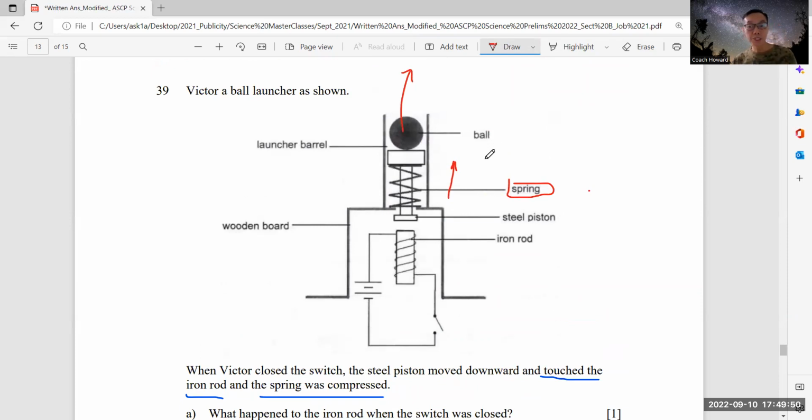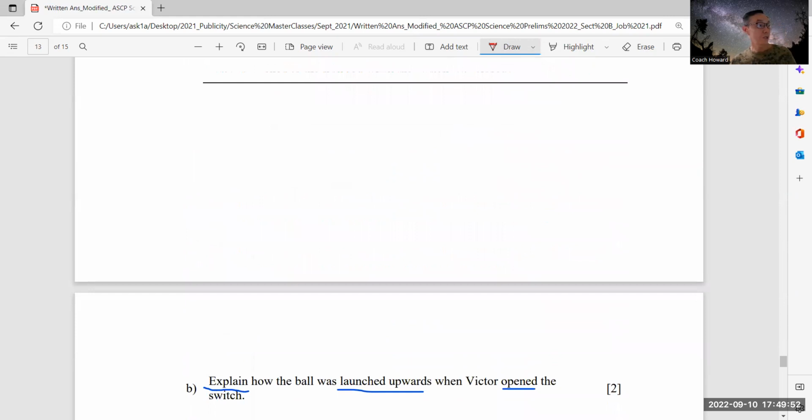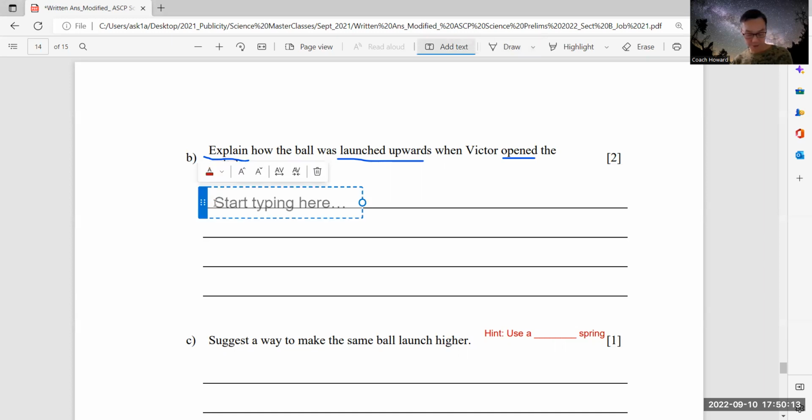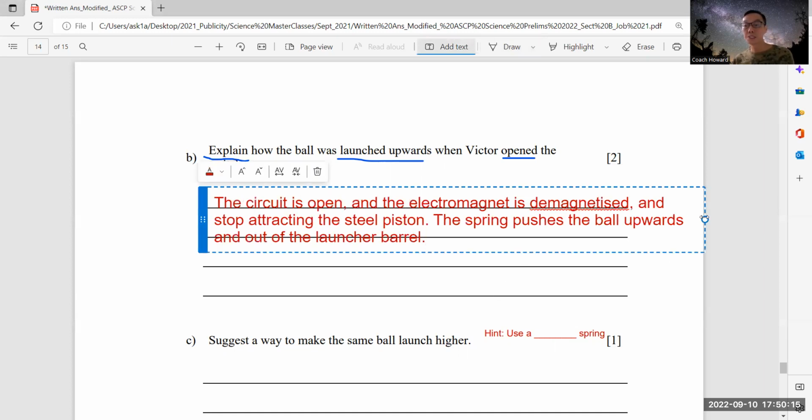So again, you annotate this way. They see the circuit is open. They ask you to explain how the ball was launched upward. So when the circuit is open, the electromagnet is demagnetized. So it stops attracting the steel piston. The spring pushes the ball upward and out of the launch barrel. So let me put it down for you here. This is the complete answer.